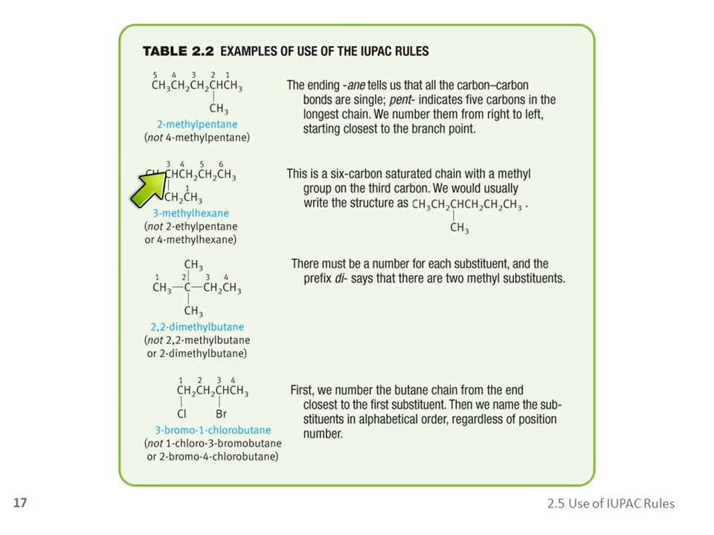We're going to number from this end, so we're going to end up with 3-methylhexane because there are 6 carbons in the longest chain. We're not going to call this 4-methyl, we're not going to call it 2-ethylpentane, because that would be overlooking the longest chain actually being down here. We're not going to call it 4-methylhexane because that would be numbering it from the wrong end.